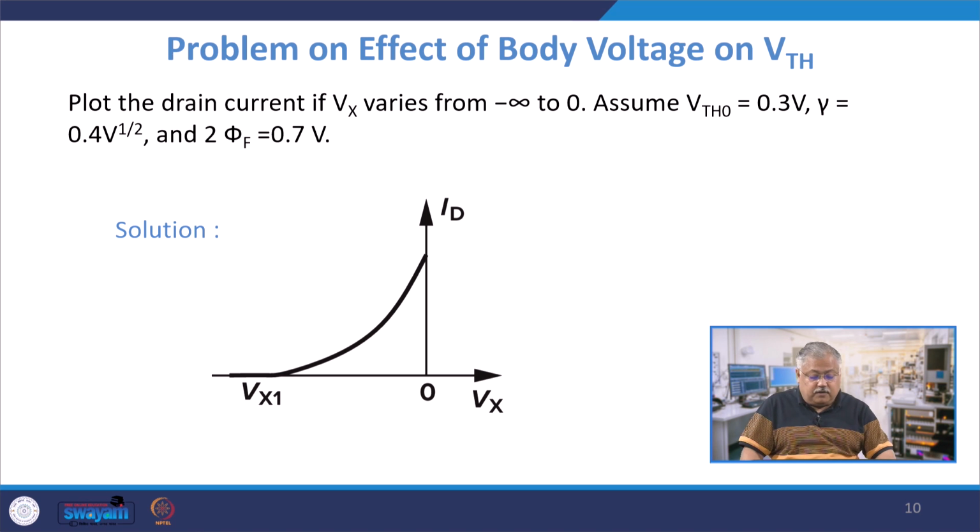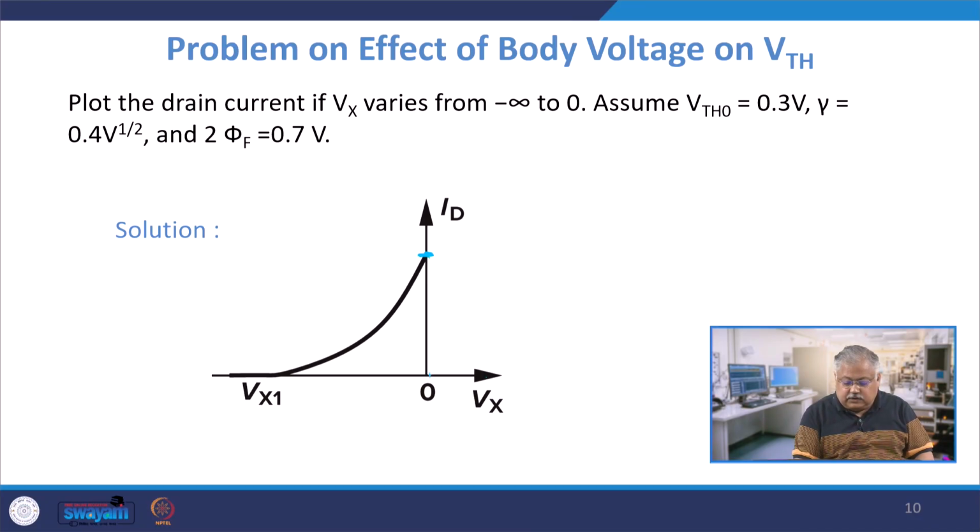So if you plot Vx with respect to ID, you see the current, which means that when Vx reaches approximately Vx1, the current will be 0. It will go into cutoff. And as the substrate voltage goes on increasing, the current goes on increasing, becoming maximum at Vx equal to 0. We have already seen that. Understand, Vx does not move ahead of 0.